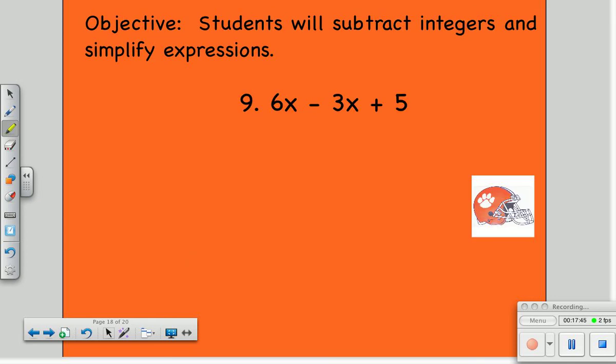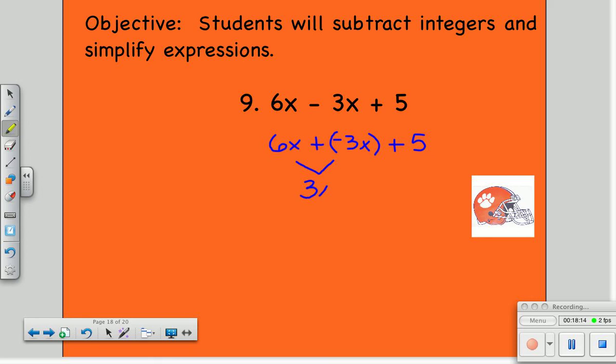6x minus 3x plus 5. Change subtraction to addition. Change the next term to the opposite, so 3x becomes negative 3x plus 5. That's already addition, so we just leave it the way it is. Combine like terms. 6 plus negative 3. Those are like terms because they both have x. 6 plus negative 3. Well, the difference between 6 and 3 is 3.